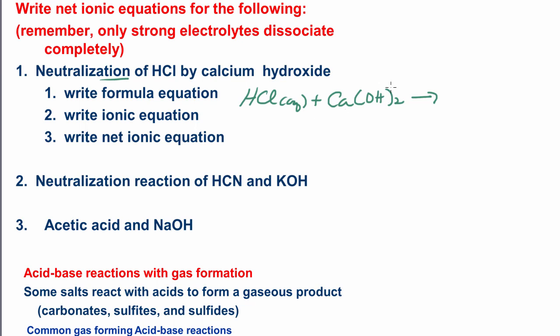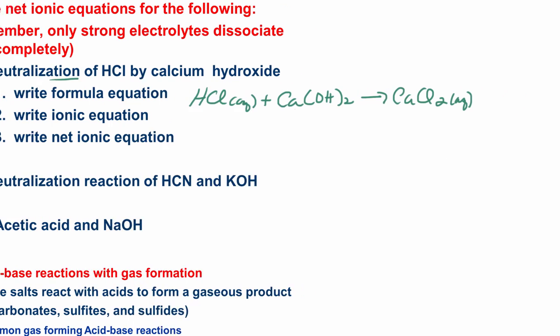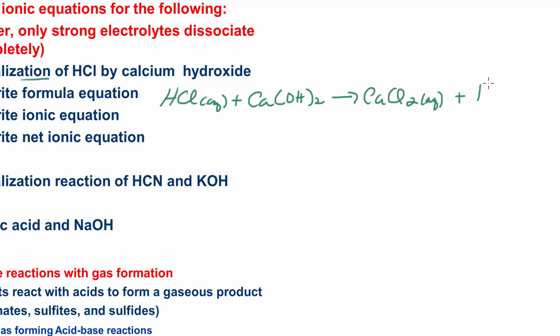Remember what's going to happen. The acid will release the proton, and we're going to end up with calcium chloride, which is soluble, and water. So we have to balance our equation. I have to put a 2 here, and I'll put a 2 here. So this is balanced. Now, we know this is completely dissociated, as will this. So let's go ahead and write the ionic equation.